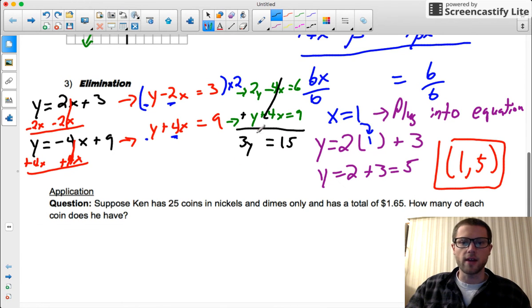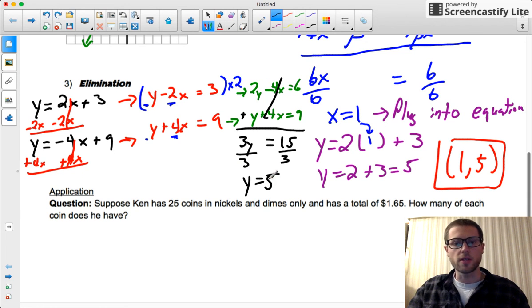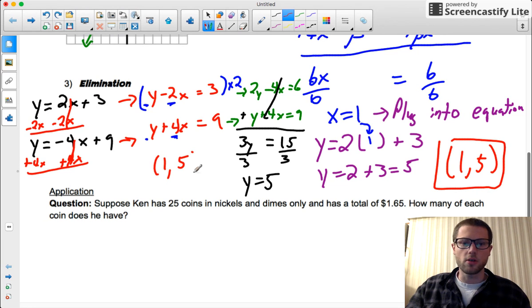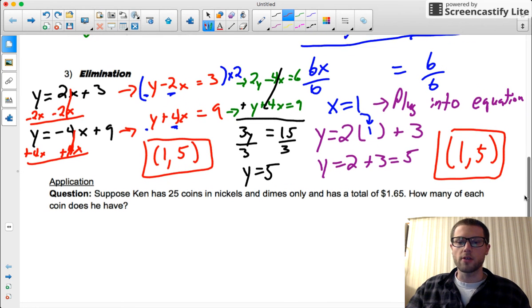And now this is one equation. I've eliminated the x, and I can solve for y by dividing each side by 3. And I get y equals 5, which is what we had before with our other methods. Now to find the x, I would take this 5, plug it in for y in either one of my equations, and solve for x. And what we're going to find is we have the same solution of 1, 5. Up next, we're going to try an application problem, and we'll start that in the next video.